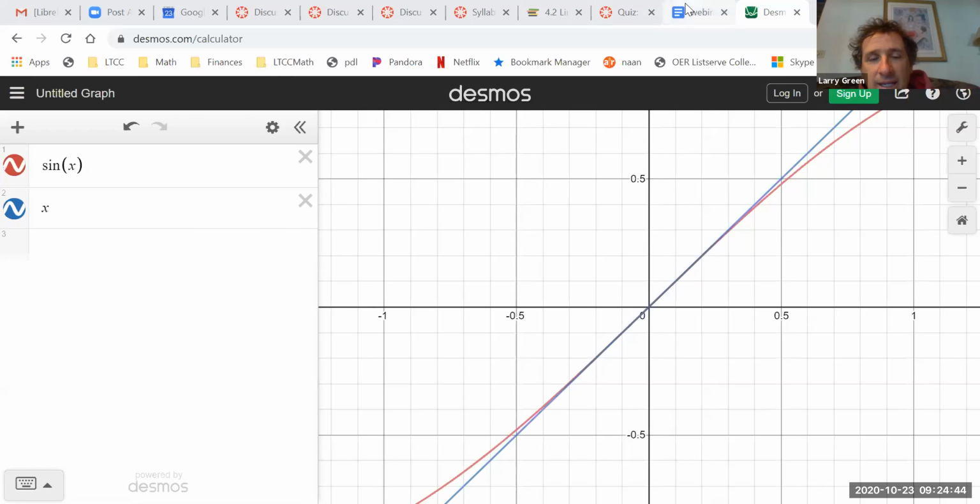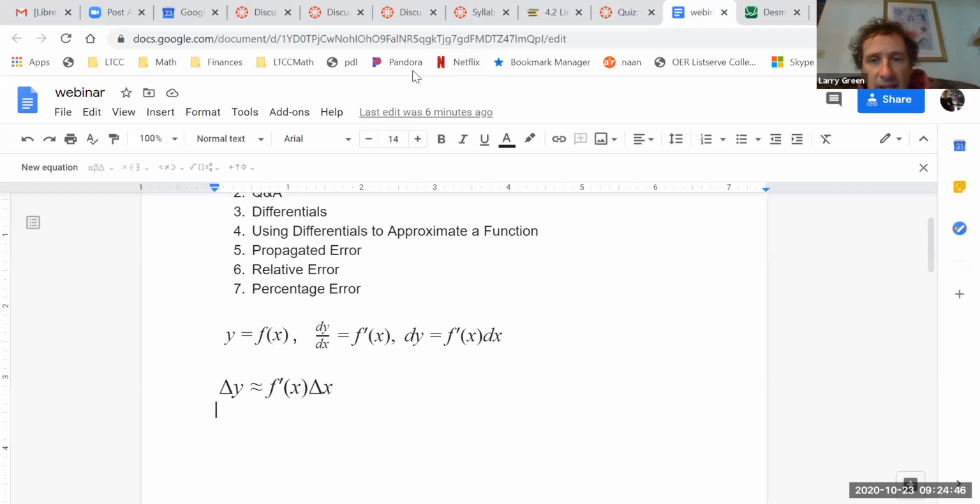Okay, let me go back and let's do a few more things. So again, we could say delta y equals f prime of x delta x. I can rewrite that in a different way. There's lots of ways of writing these things. So we can also say delta y is f of x minus f of your central value, so that's like f of x minus f of a. And what we're doing is we're going to plug in a.